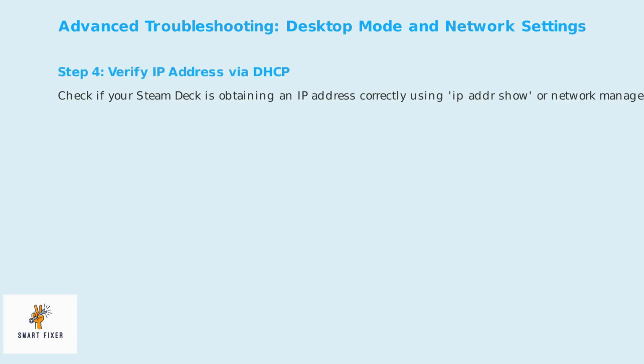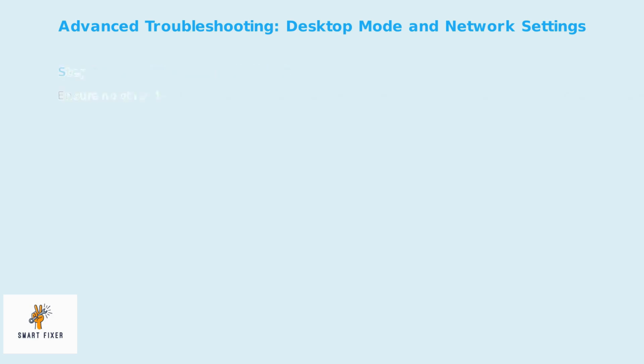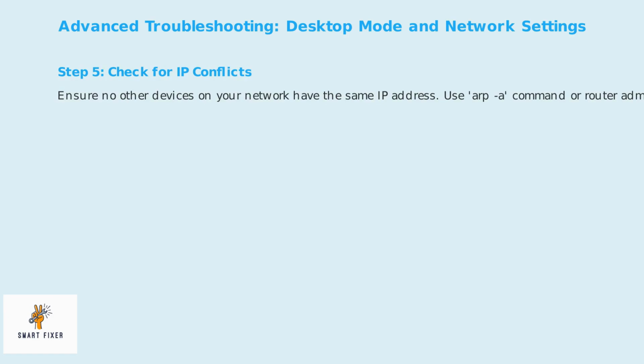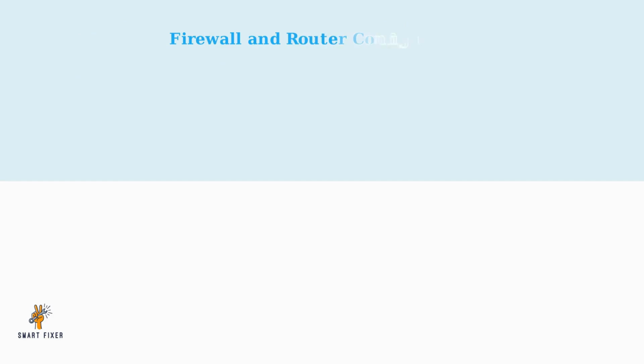Next, verify that your Steam Deck is correctly obtaining an IP address through DHCP. You can check this using the command ip addr show in the terminal or by looking at the connection details in the KDE Network Manager. Make sure the IP address is valid and not showing as disconnected. Finally, check for IP address conflicts on your network. If another device has the same IP, it can cause connection issues. Use the command arp -a in the terminal to see connected devices, or check your router's admin panel to ensure unique IP assignments. Firewall and router settings can sometimes block your Steam Deck from accessing the internet, causing error code 105.